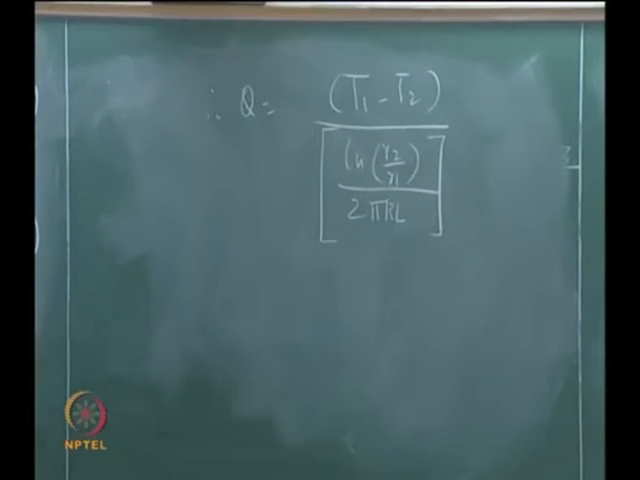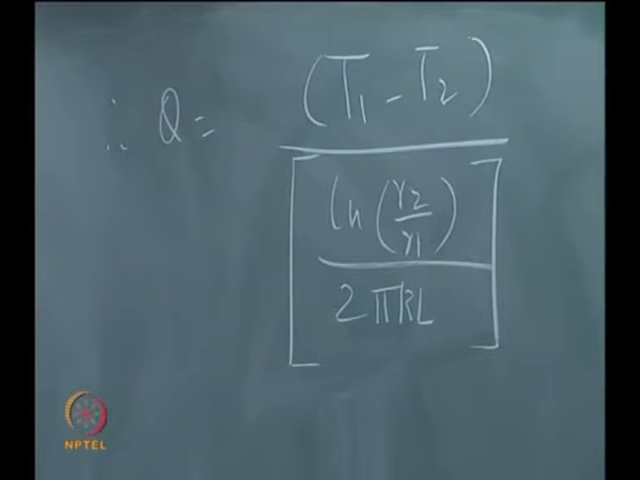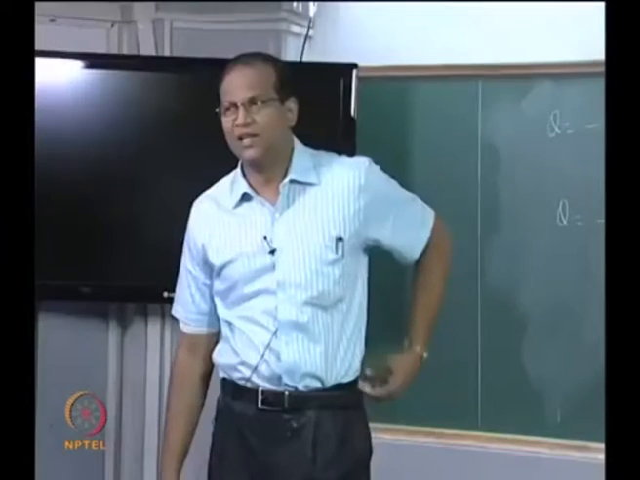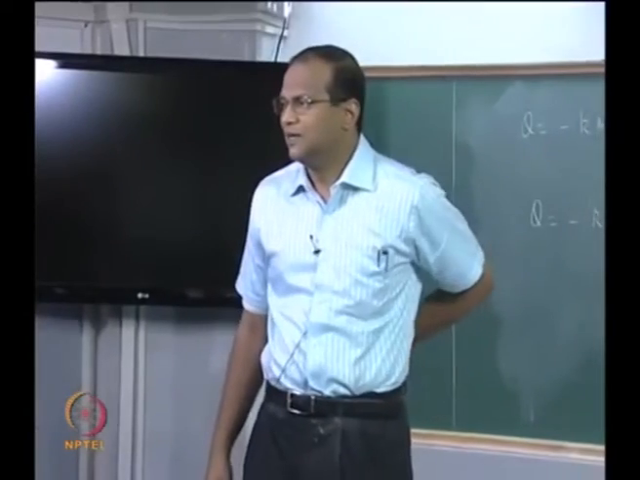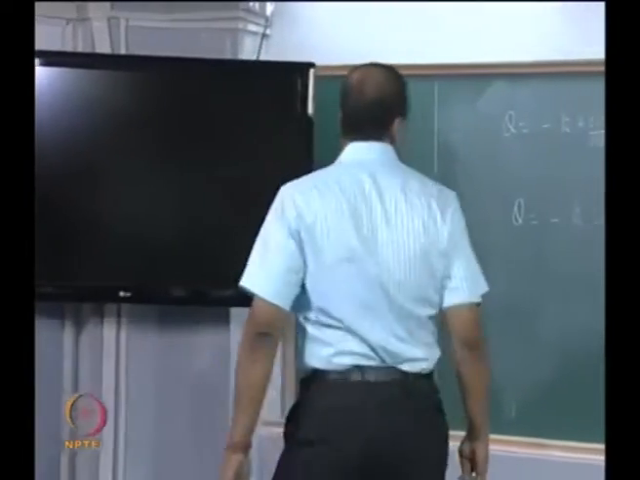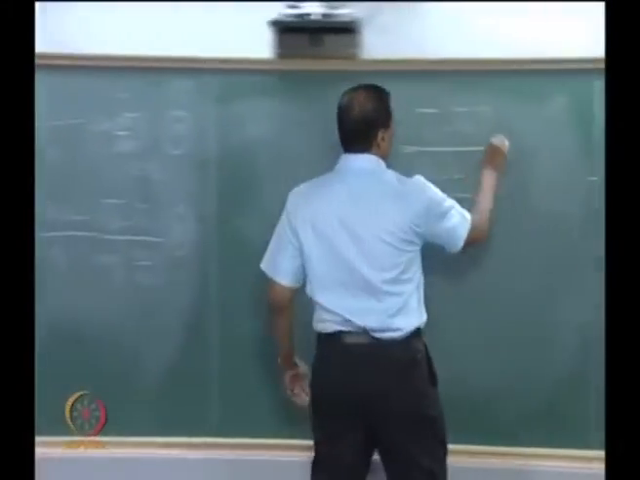Okay, when I say q equal to delta T by something, what is that something? That is the resistance. What is the only resistance occurring in this problem? It is the conduction resistance because of finite conduction across the thickness of the tube. That resistance will vanish in the event of the thermal conductivity of the material tending to infinity. Okay, so this is.